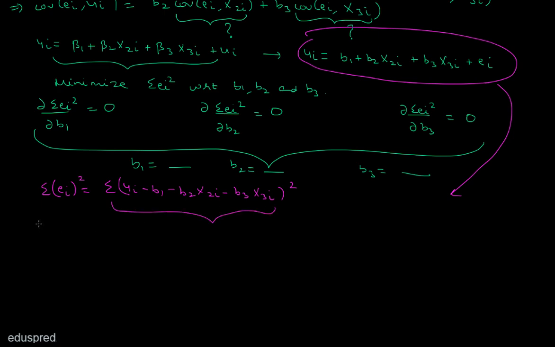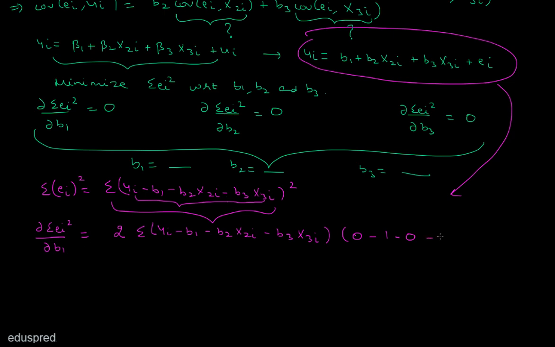If I differentiate this partially with respect to b1, then I will get 2 summation yi minus b1 minus b2 x2i minus b3 x3i. This entire thing will be multiplied with the differentiation of the term that is inside the bracket. So what is the differentiation of the term inside the bracket with respect to b1? The differentiation of yi with respect to b1 is going to be 0. The differentiation of minus b1 with respect to b1 is going to be minus 1. The differentiation of minus b2 x2i with respect to b1 is going to be 0. And the differentiation of minus b3 x3i with respect to b1 is going to be 0.